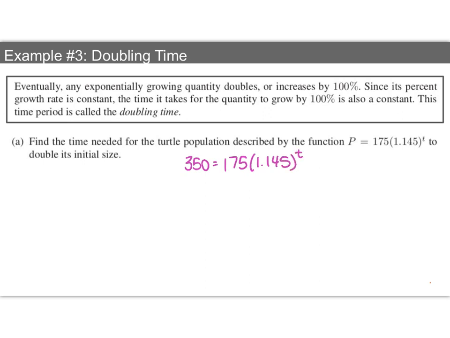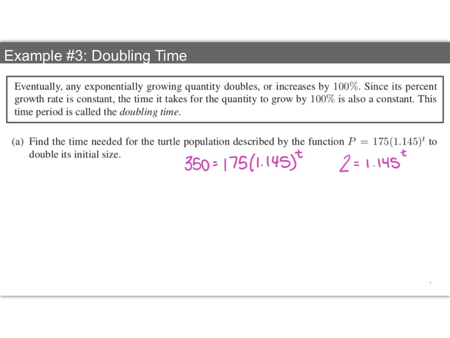right? Or you could also say, well, really what I want to know, it doesn't matter what my initial population is. I want to know when my population is twice whatever that initial population was. And so you can say, how many times do I need to multiply by my growth factor of 1.145? How many times do I need to multiply that to have it be the equivalent of multiplying by 2? In other words, doubling, right?